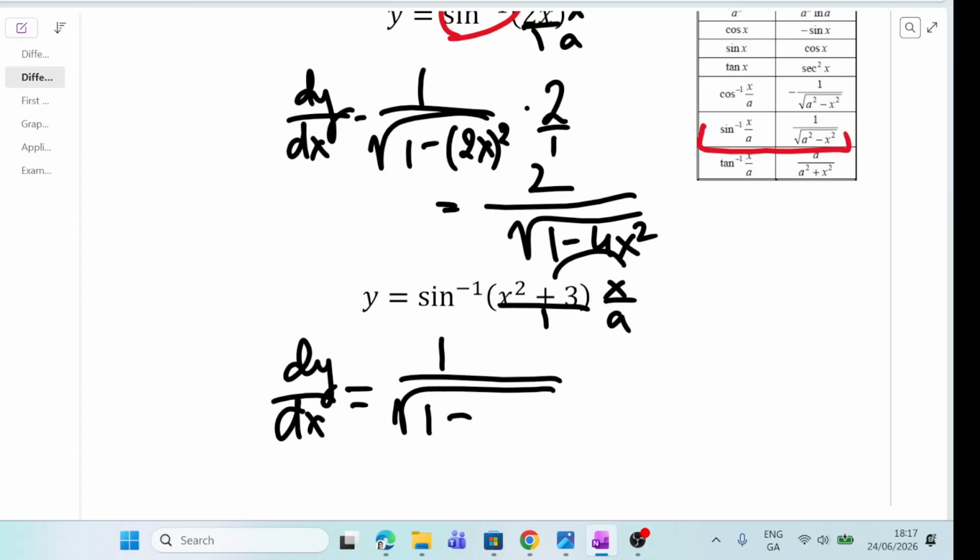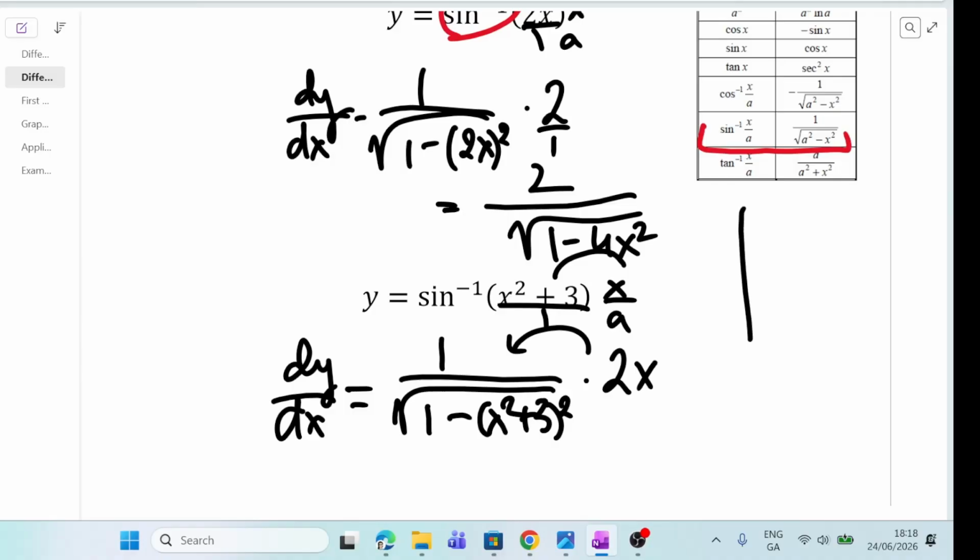plus, it's minus, x squared plus 3 to the power of 2, and then I multiply that by the derivative of my inside, which is just 2x, and that will be on the top as well. So what else do we have here?